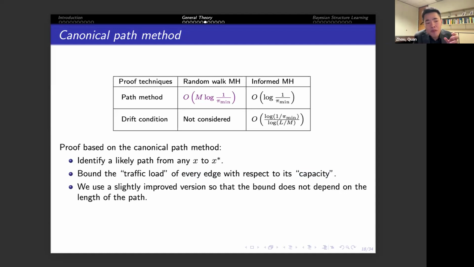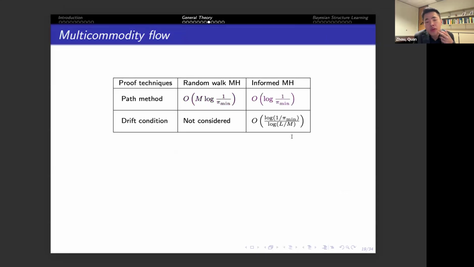Okay. But I just want to say that the argument we used was a slightly improved version, in the sense that we used a slightly more general path method, so that our bound here does not involve the length of these paths. If you just follow the standard canonical path method, then in your final mixing time bound, there will be an extra term describing the maximum length of these paths. But actually, this factor can be dropped by slightly improving this argument. But for the informed Metropolis-Hastings algorithm, the proofs will be a lot more complicated.